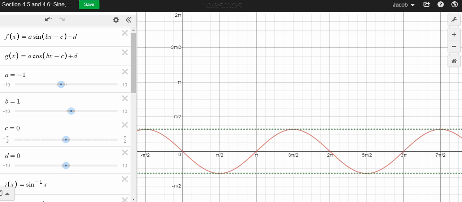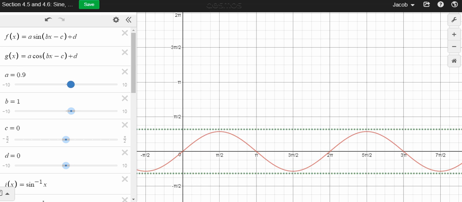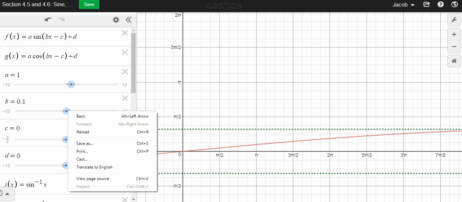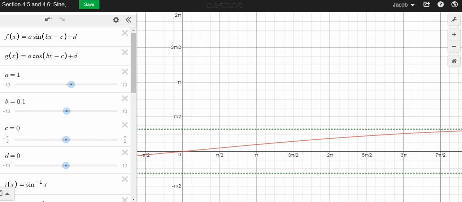Now check this out. I want to make A 1 again, so I'm just playing with B. Now what do you think will happen if I make B negative? So it's getting fatter, right? It's really fat right now. What do you think will happen when I make B 0? What should I expect to see? A flat line, because it's always going to be the sine of 0. And what's the sine of 0? 0, always, right, Mason?